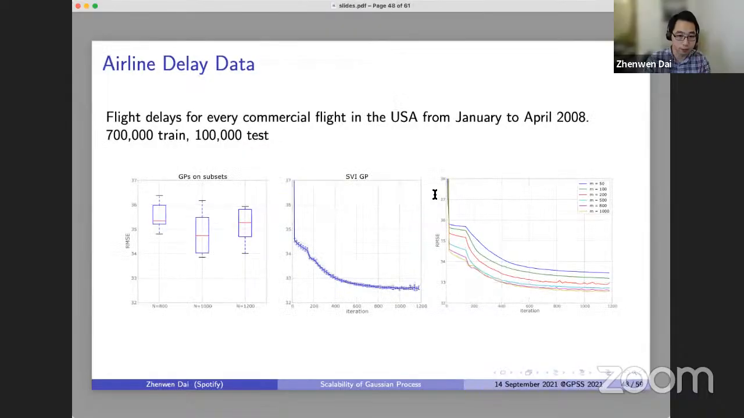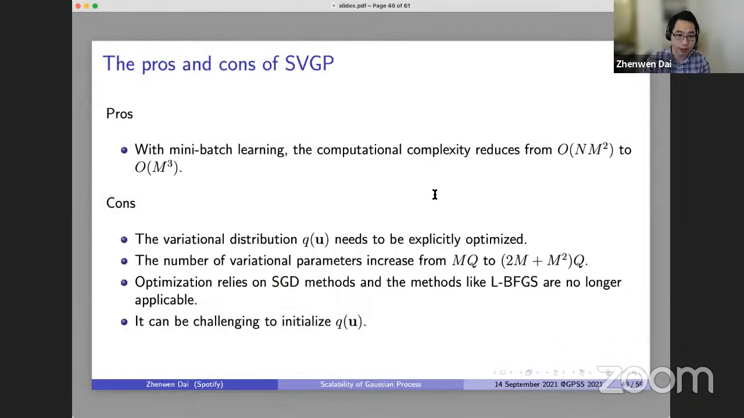Yeah, these are some results from the paper. I didn't have time to run through them. Some very quick pros and cons.